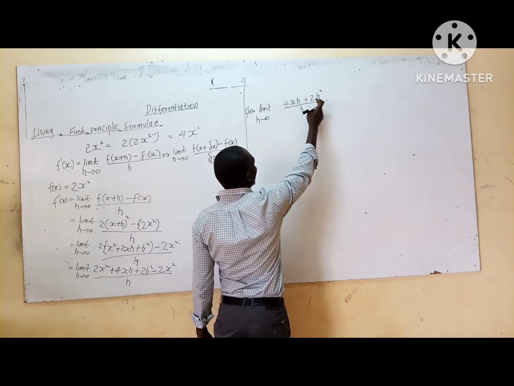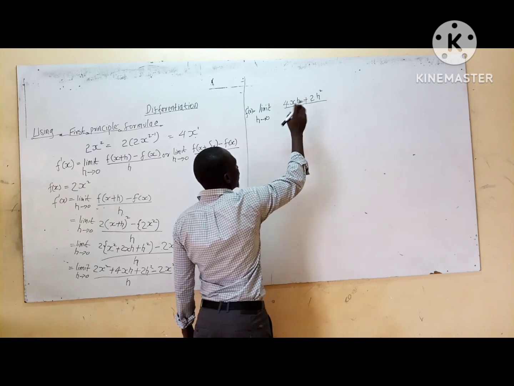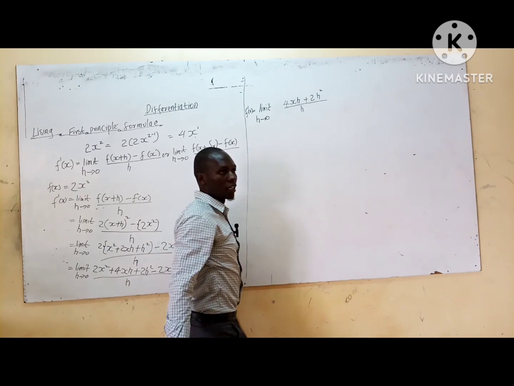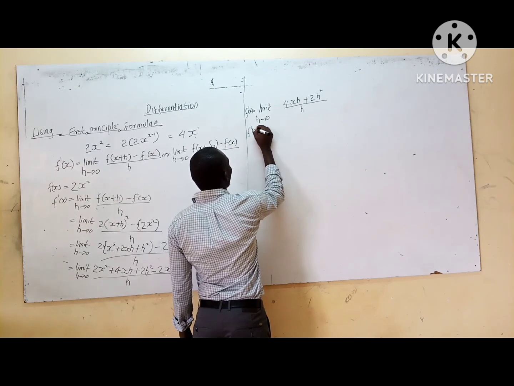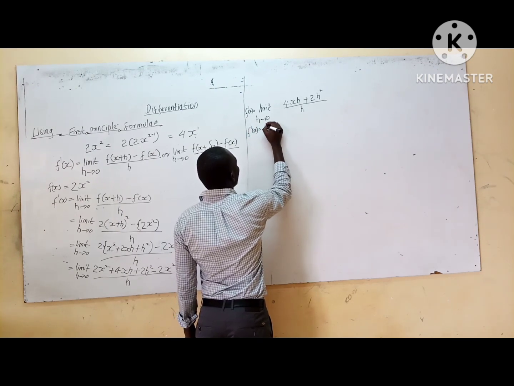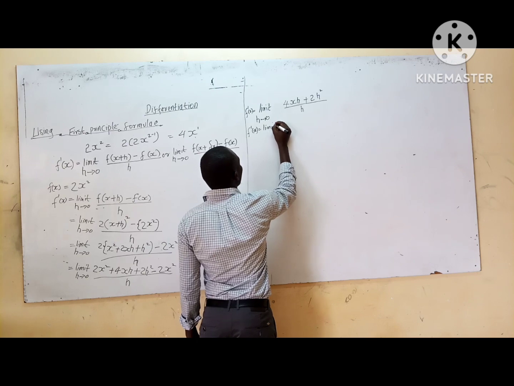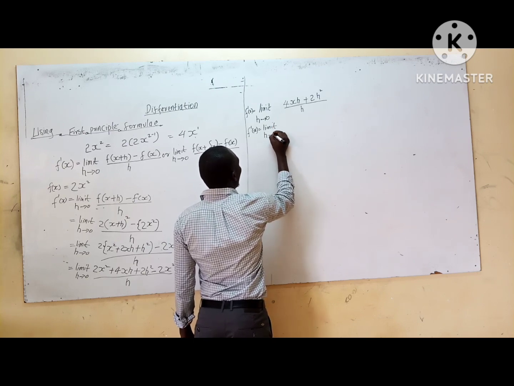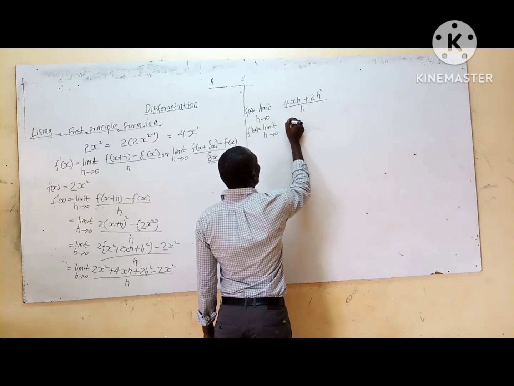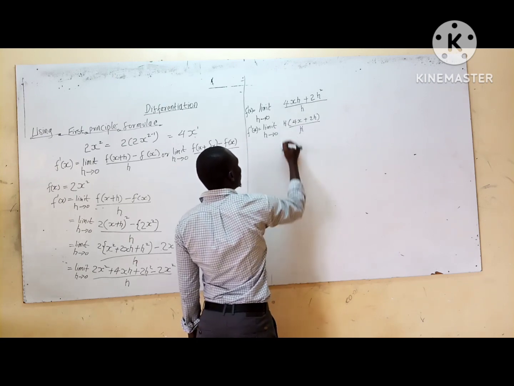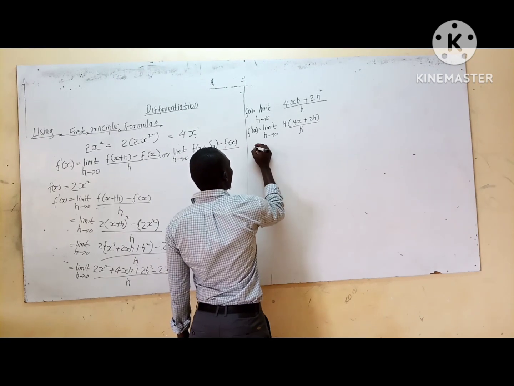And from here we can do away with h. Since we have h here and we have h here as a common factor on the numerator, it can cancel the h on the denominator. f'(x) is equal to the limit as h approaches 0, whereby this one and this one will cancel out.